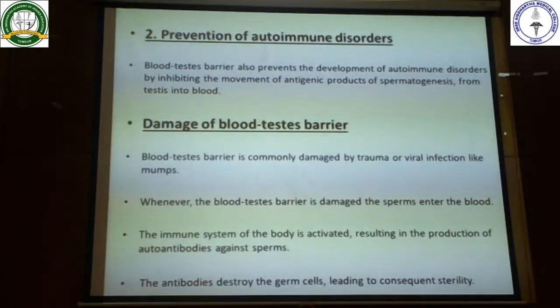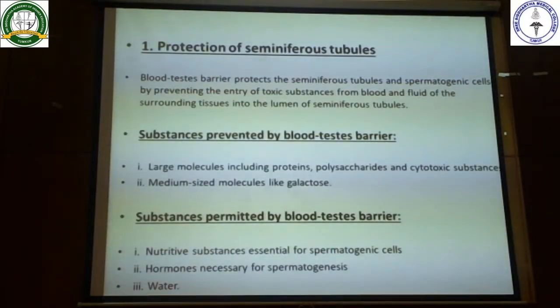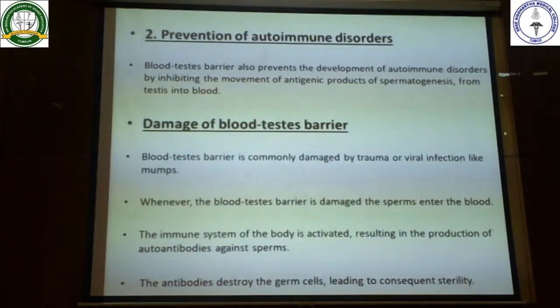So not only is this blood-testis barrier providing protection to the seminiferous tubule, that is a local protection. Second one is autoimmune, it is preventing the autoimmune disorders. So autoimmune is something which will affect the body, right? So this is preventing these autoimmune disorders by inhibiting the movement of the antigenic products of the spermatogenesis from the testis into the blood.